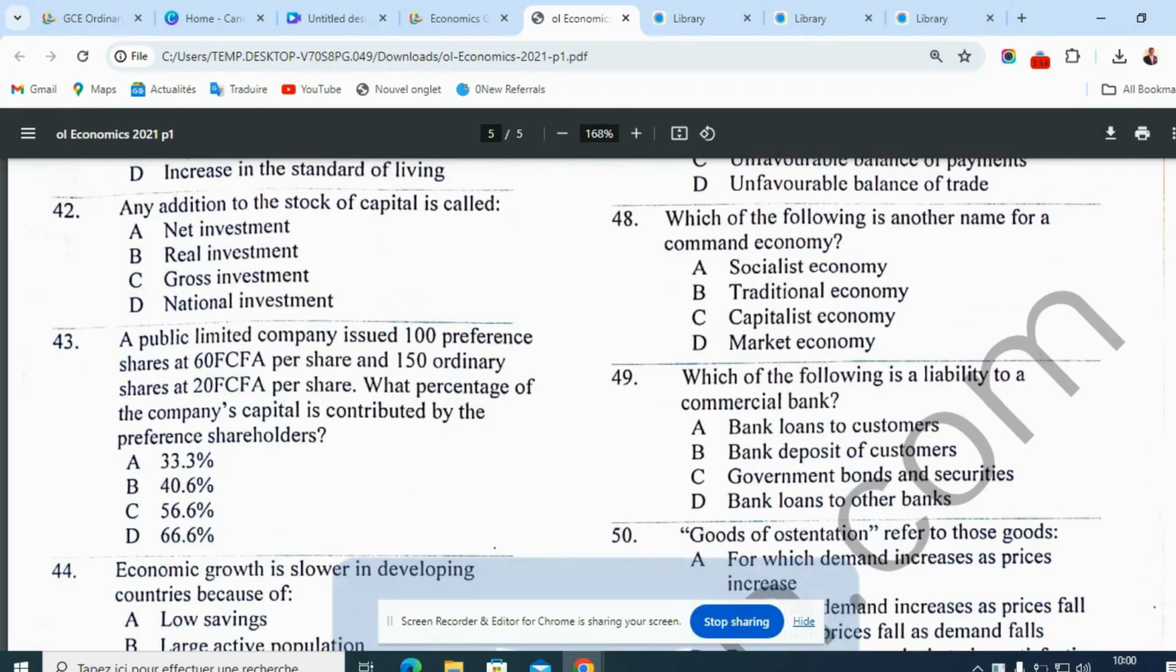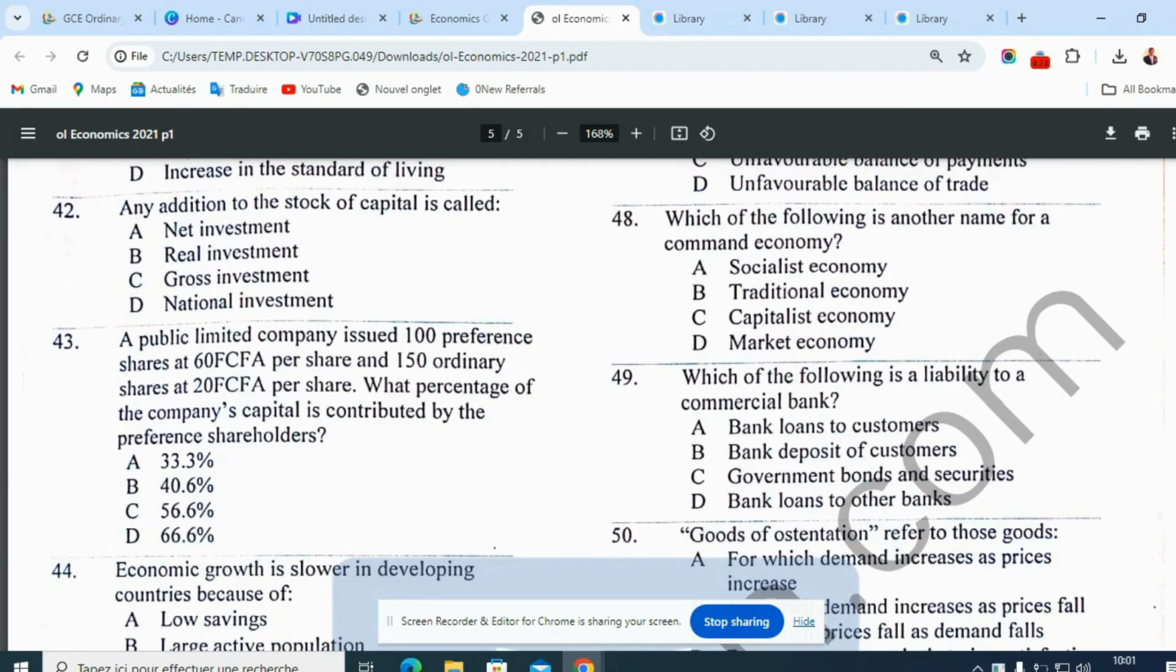Now we go to 49, which is, which of the following is a liability to a commercial bank? The correct answer is A, bank loans to customers. So it's considered a loan to customers as a liability. Okay, so bank loans to customers is the correct answer.